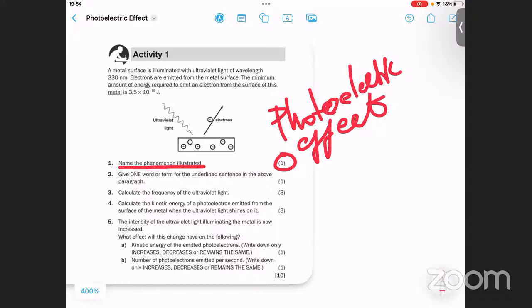Okay, let's go to number 2. Give one word or term for the underlined sentence in the above paragraph. Anyone who would like to give it a try? What is that word or term for the underlined sentence? There is the underlined sentence in the statement.